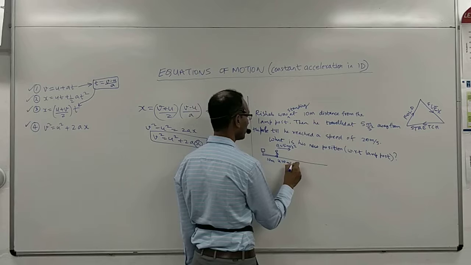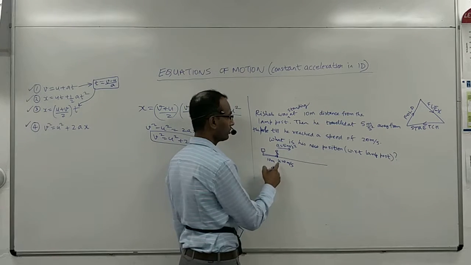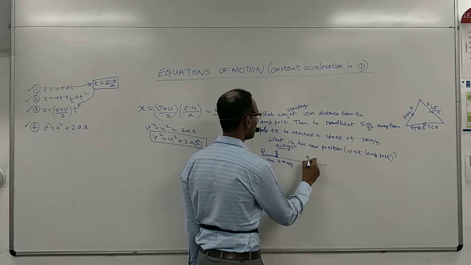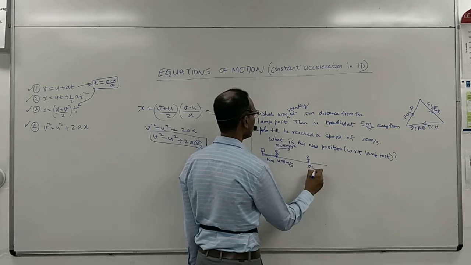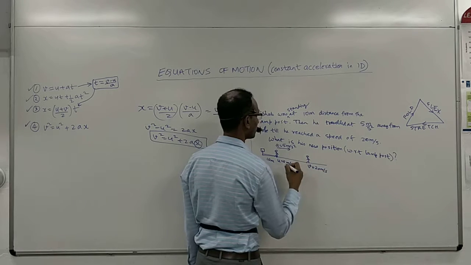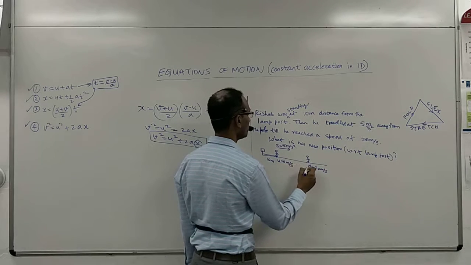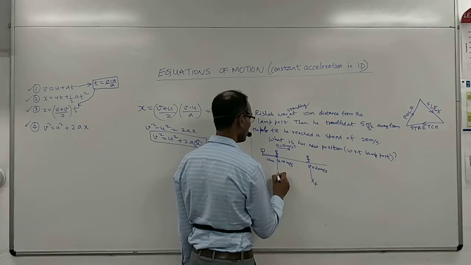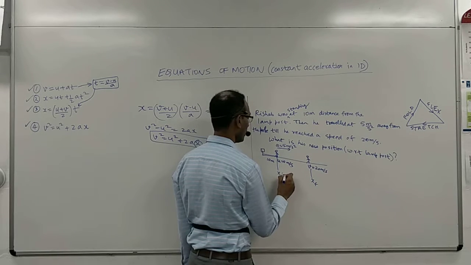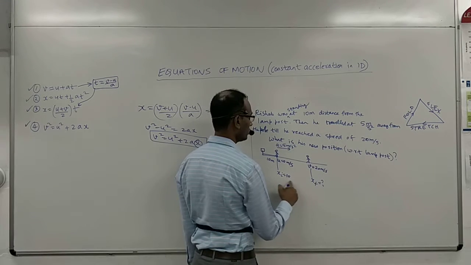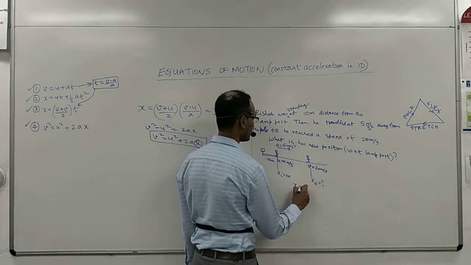Away from the pole till he reaches a speed of 20 meter per second, and he was standing initially, so u is 0 meter per second. He was at rest. So then, when he reached here, his speed is v, which is 20 meter per second. What is his new position? So this is the final position xf, this is the initial position xi, and xi is 10. We need to find xf.